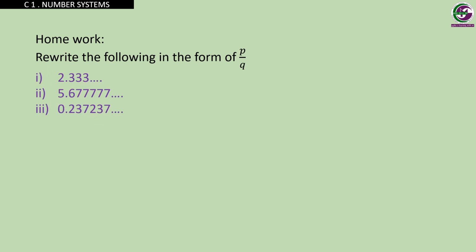Now that's your homework time. I want you to write these three numbers in the form of numerator and denominator. You know how to do this one. First you put x is equal to this, multiply by 10, then 100 or 1000, and then get the numerator and denominator. Also don't forget to simplify.